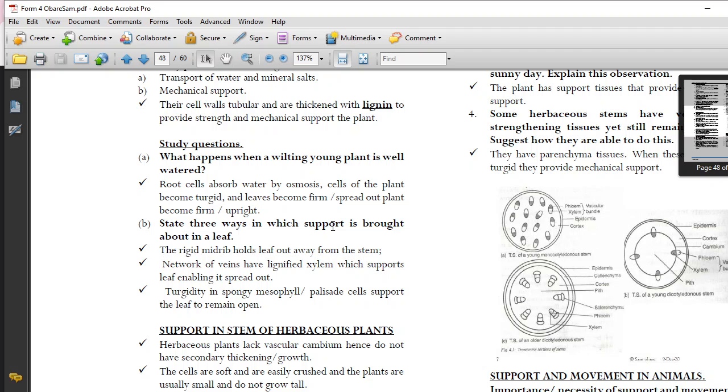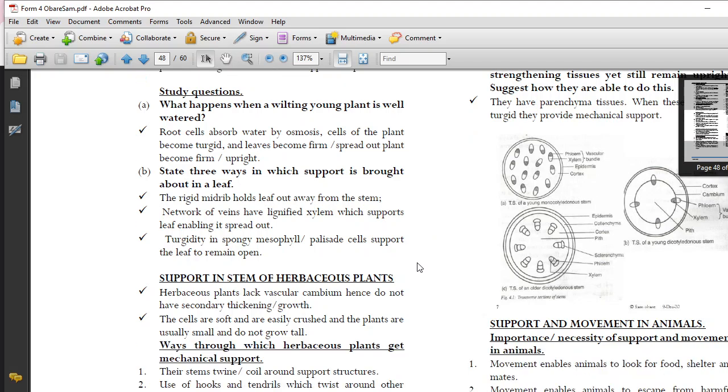So the point here is to understand the support mechanism, the support tissues in plants, how those support tissues are distributed in the plant, both in the stem. You can see that diagram there showing a transverse section of a dicot stem, and that one of a monocot stem, so that you are able to know.